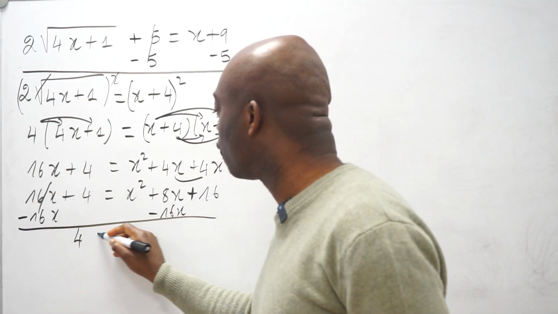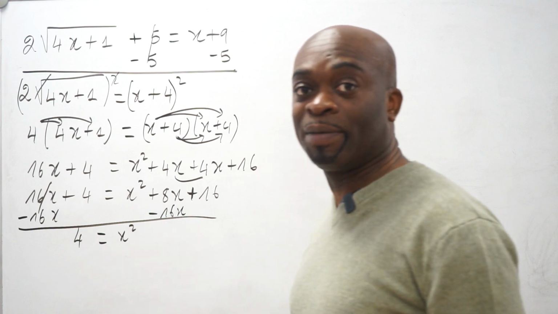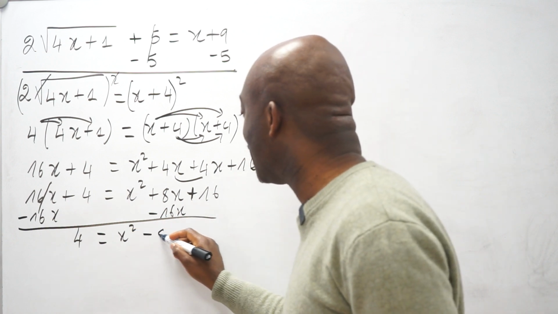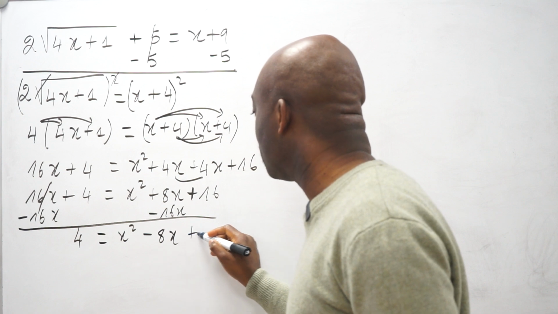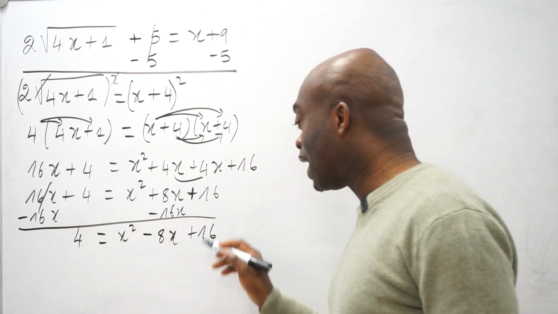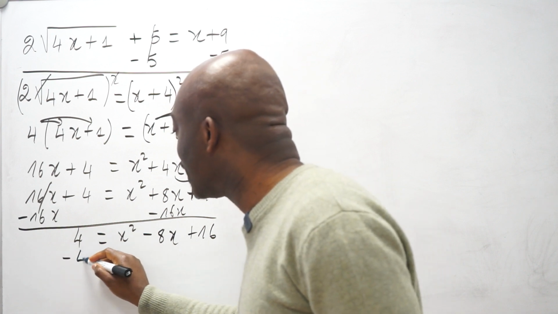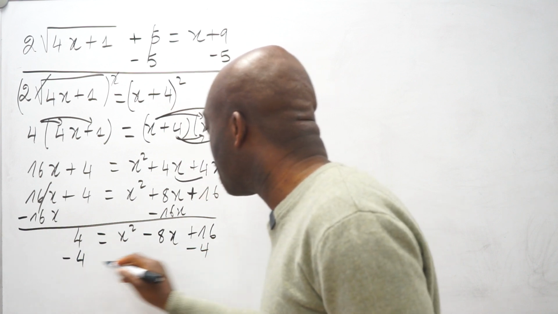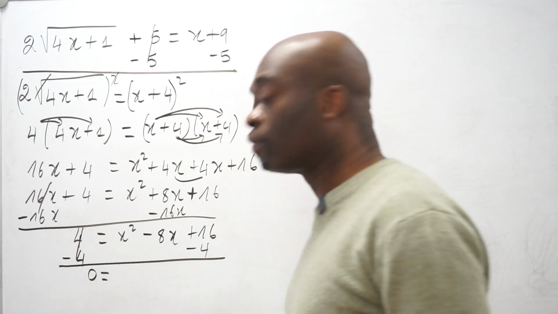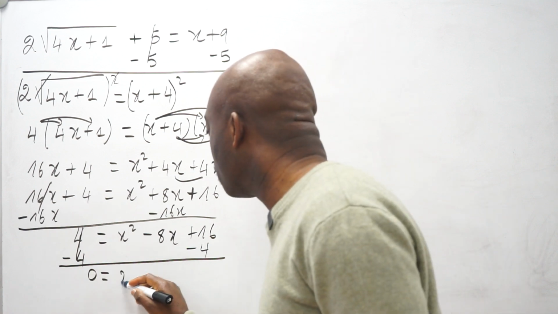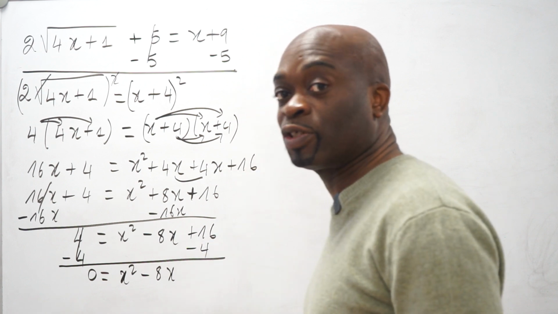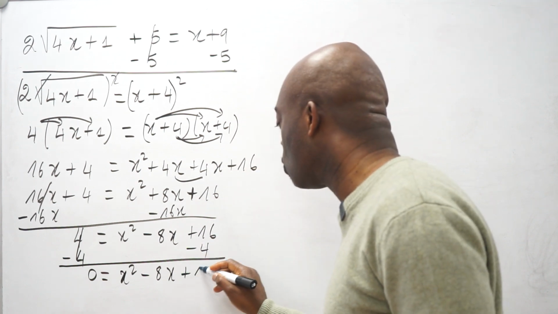This is out, so you have 4 equals what? x to the second power. So 8 minus 16 will give you what? It's going to give you minus 8x, then plus 16. And don't forget, you're not finished, because the 4 also has to combine with the 16. So it's negative 4 on both sides. That is 0, and then you end up with x to the second power minus 8x, and then 16 minus 4 is going to give us positive 12.